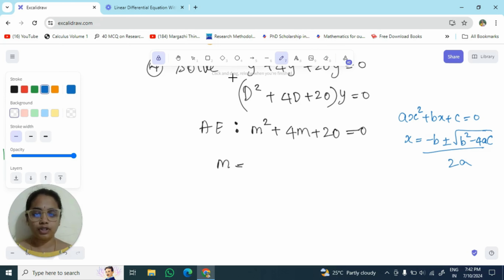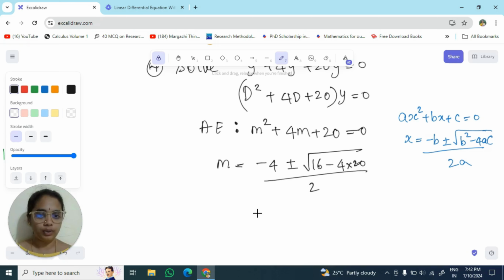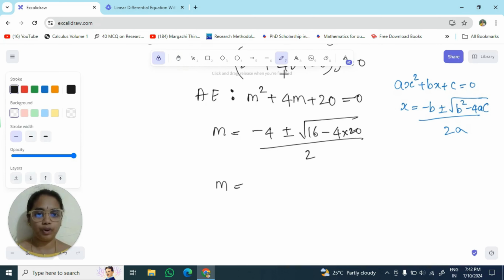So what do we have in place of a, b and c? Just compare and substitute. We would get minus 4 plus or minus square root of 16 minus 4 into 1 into 20, 4 into 20, right, divided by 2 into a, that is 2 itself, because the value of a is 1 over here. Coefficient of m square is 1. Okay, so minus 4 plus or minus square root of 16 minus 80 divided by 2.